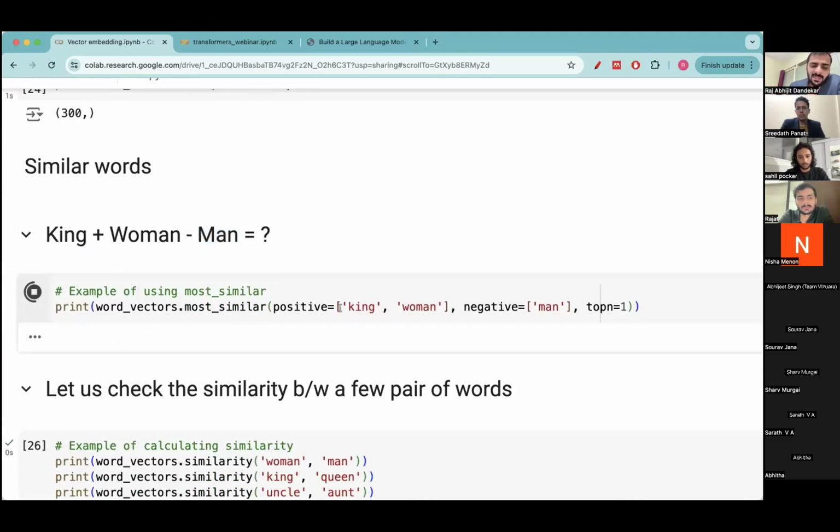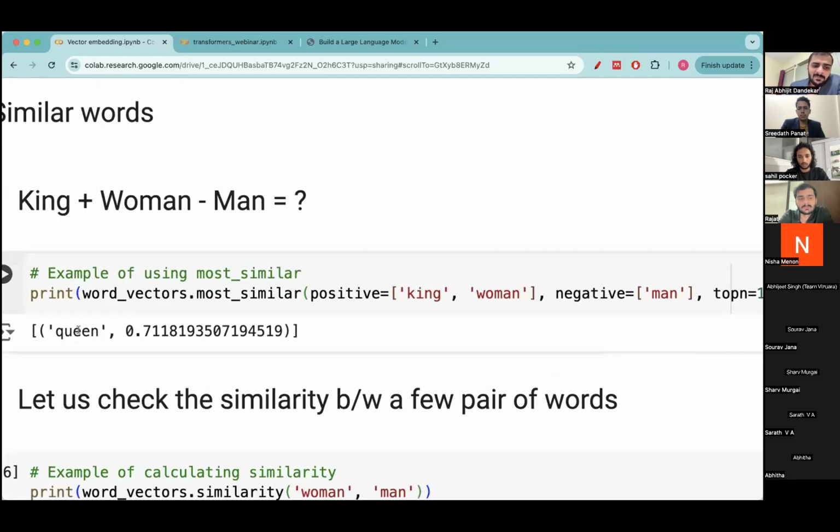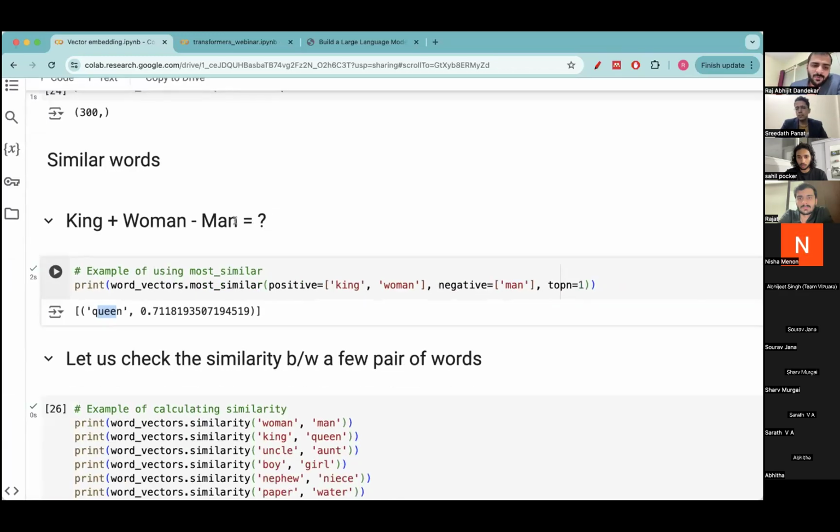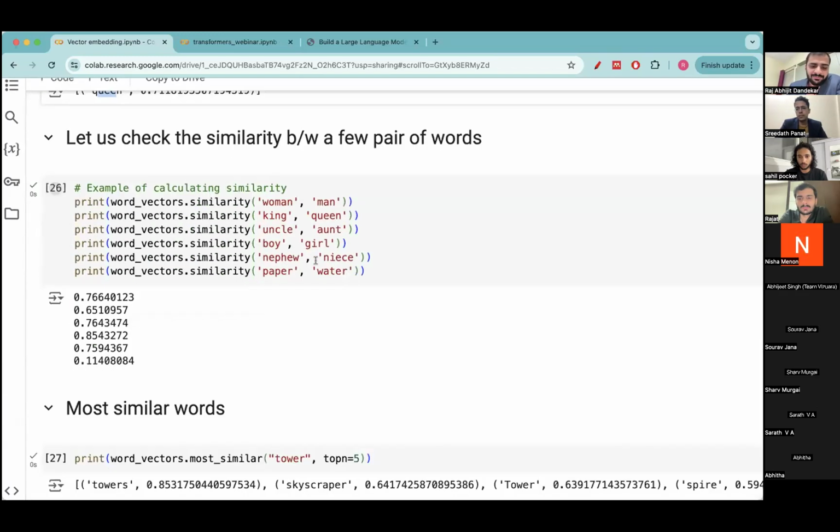So let's run this right now. And you will see, look at the result. The result is queen, which means that it is retaining the semantic aspect, and it makes sense, right? King plus woman minus man has to be equal to queen if you are capturing the semantic relationship.